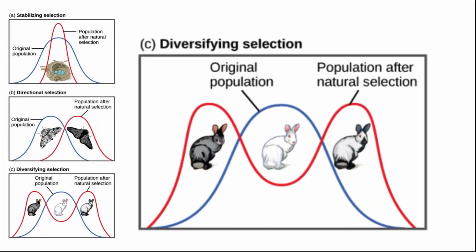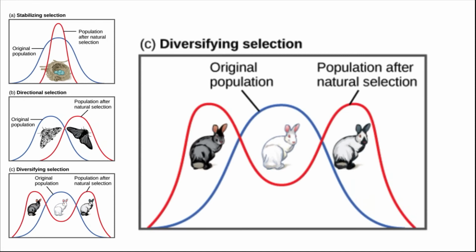In diversifying selection, there's a bifurcation of the original population. It becomes split into 2 groups. In this case, we have an original population of a rabbit that has light fur. But perhaps there's 2 different substrates, there's 2 different backgrounds in this environment, one of which is dark and the other is mottled. Maybe there's rocks around.